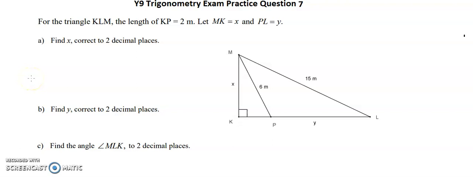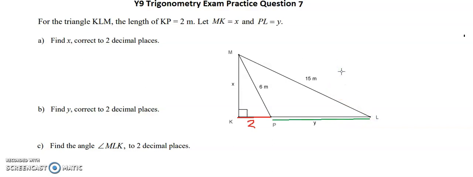Year 9 Trigonometry Exam Practice Question 7. So, first thing we need to do, it says for the third triangle KLM, the length of K to P, so from here all the way through to here, is 2. And then it says let M to K be X, and let P to L be Y. So P all the way to L is our Y.